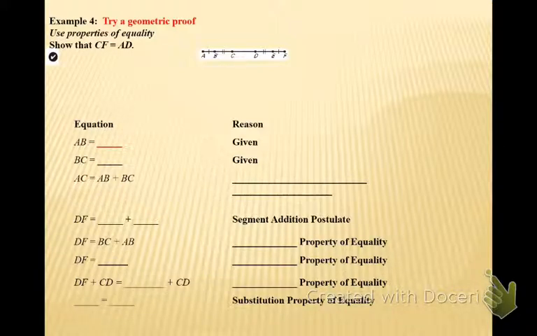So, for example, we want to prove that the length of segment CF is equal to the length of segment AD. Okay? So the length of segment CF is equal to the length of segment AD. That's what we want to prove. Okay?